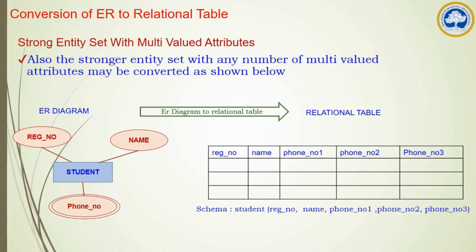A strong entity set with any number of multi-valued attributes may be converted as given in the diagram. Here the phone number is a multi-valued attribute, so a particular student or person may have n number of phone numbers. They are considered as multi-valued attributes and are recorded in the second table.